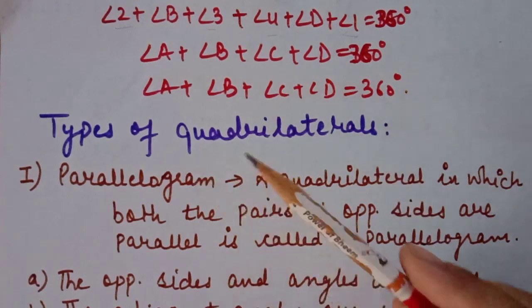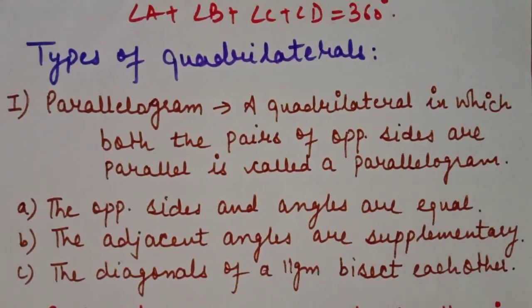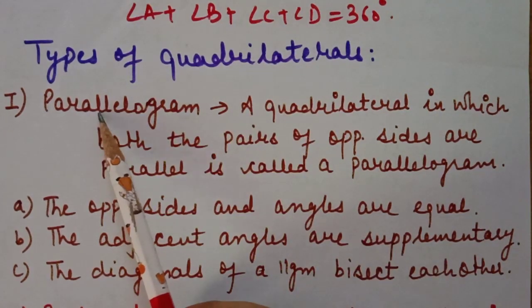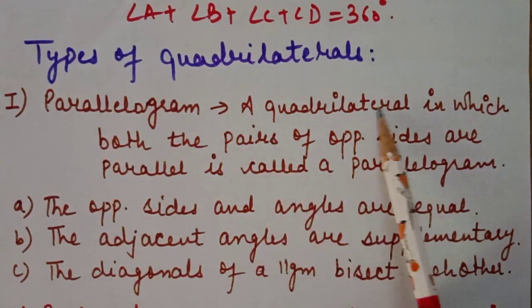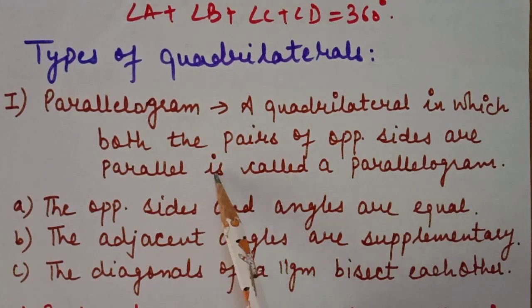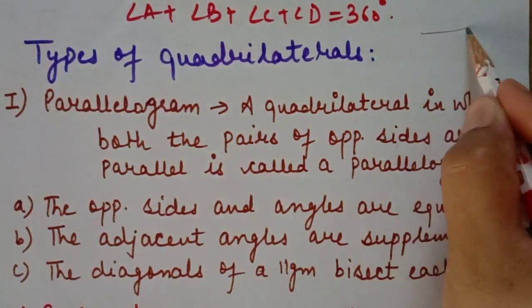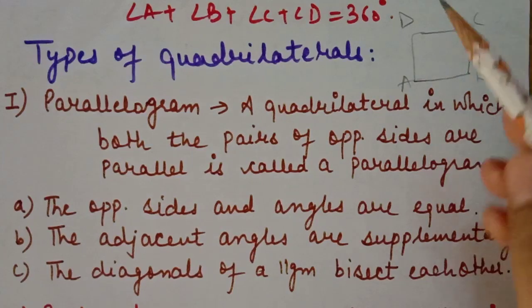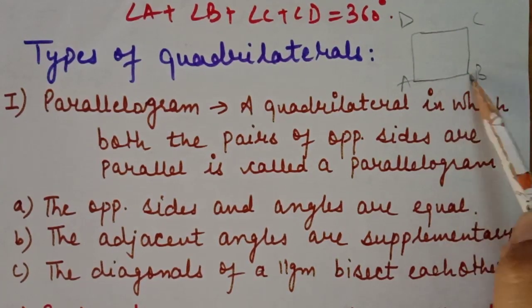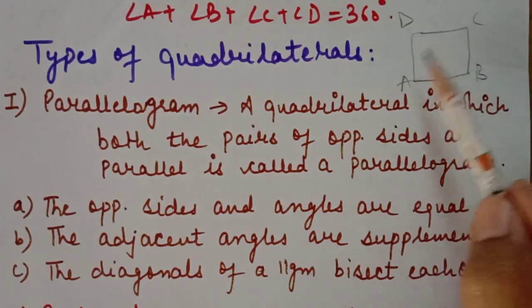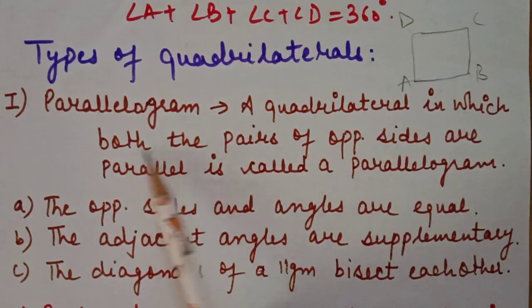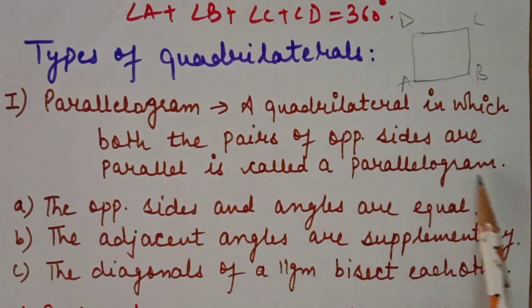Next topic is types of quadrilateral. Types of quadrilateral, we will start with the parallelogram. A quadrilateral in which both pairs of opposite sides are parallel is called a parallelogram. If we have a quadrilateral ABCD in this diagram, and the opposite pair AB and DC and the second pair BC and AD are parallel to each other, then we call it a parallelogram.